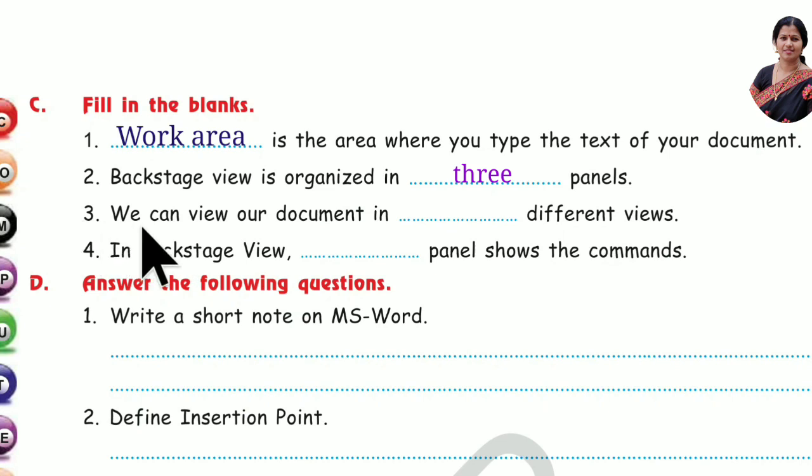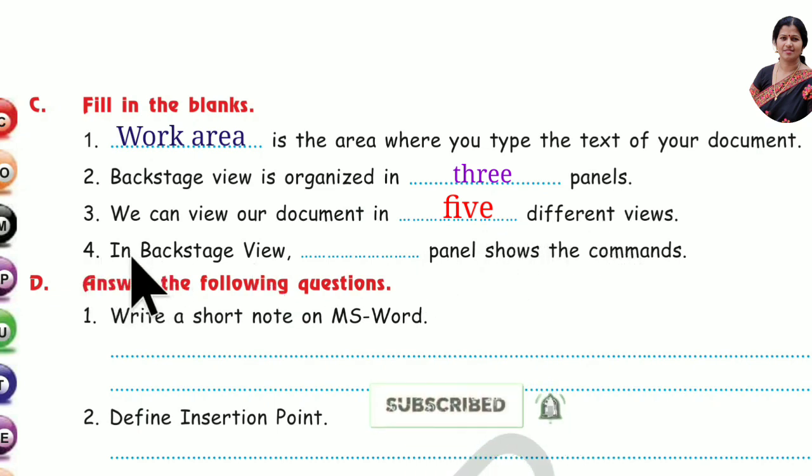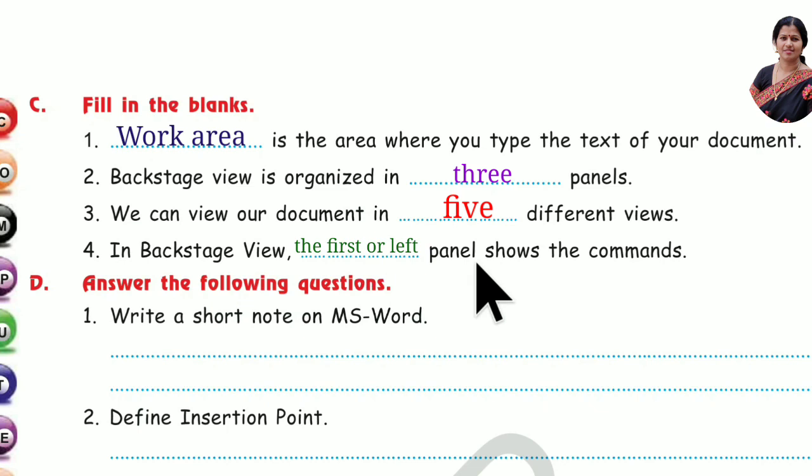Number 3. We can view our document in dash different views. In 5 different views. Number 4. In backstage view, dash panel shows the commands. Which panel? The first or left panel shows the commands. We can say left panel shows the commands.